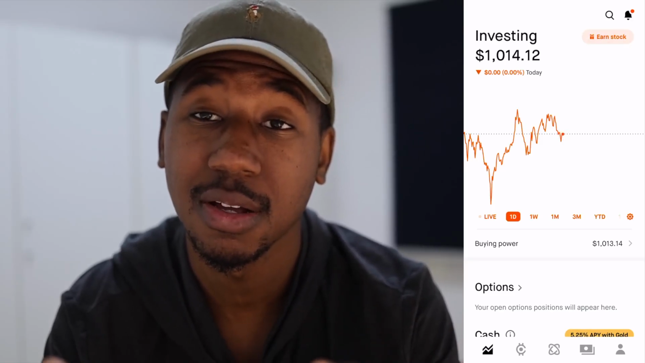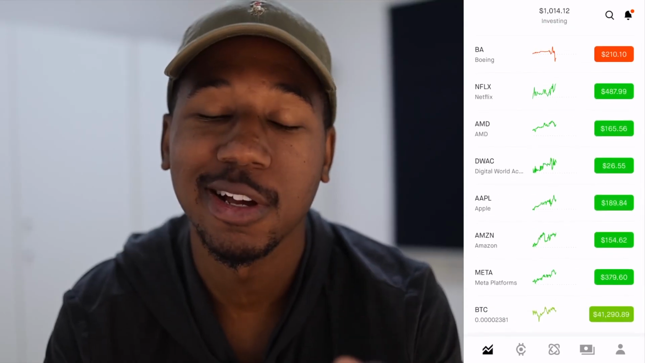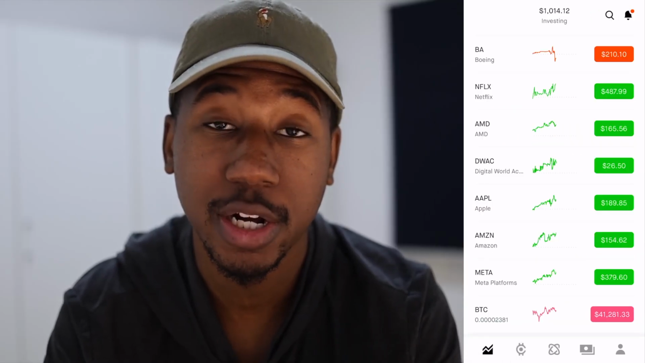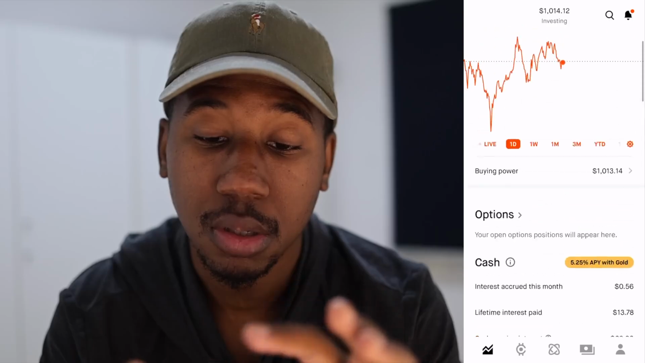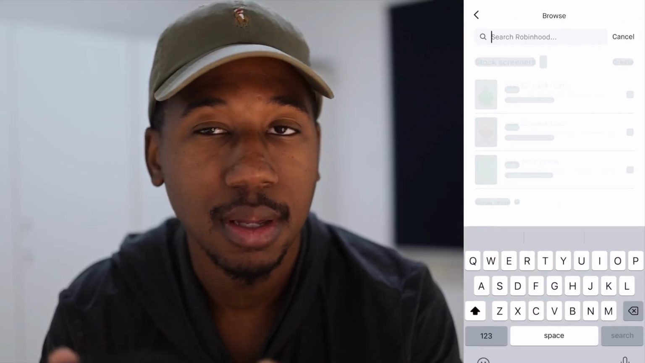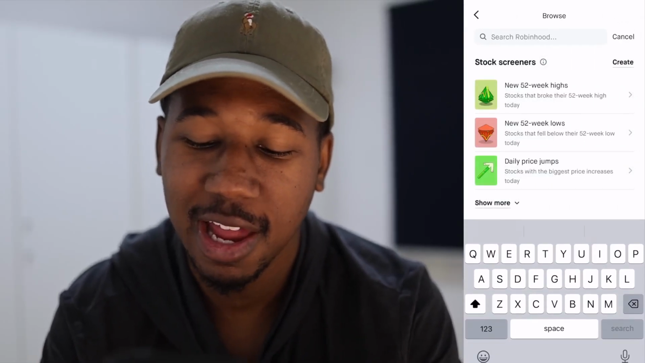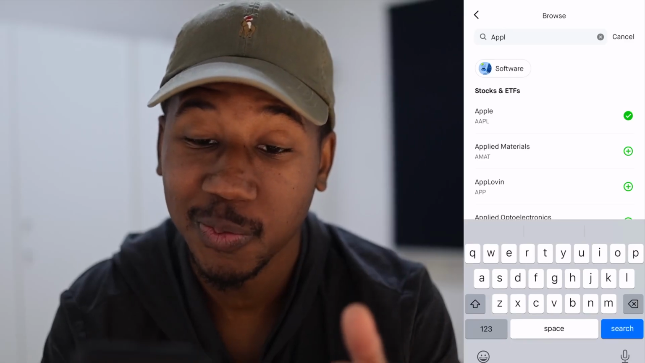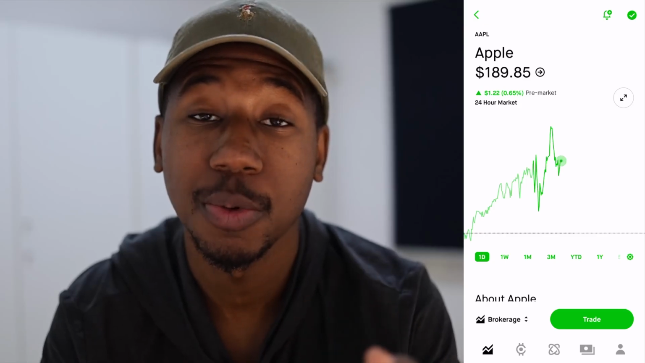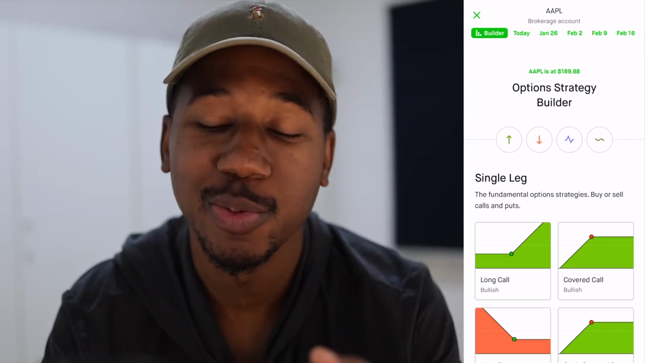So we're just going to pick a stock. If you have a watch list of stocks already, it'll be down here, and you can click on a stock just by clicking on it. Or if you're trading something that's not normally on your watch list, you can go to the top, hit this magnifying glass, and type in the ticker symbol. In this instance, we're going to take a look at Apple, which is AAPL. Click on it. Now that we're on Apple's screen, I'm going to hit trade options, and it's going to bring us to this screen.